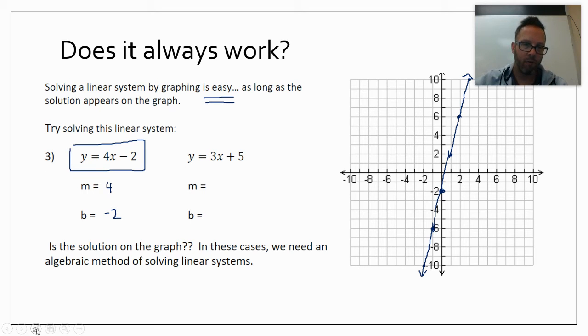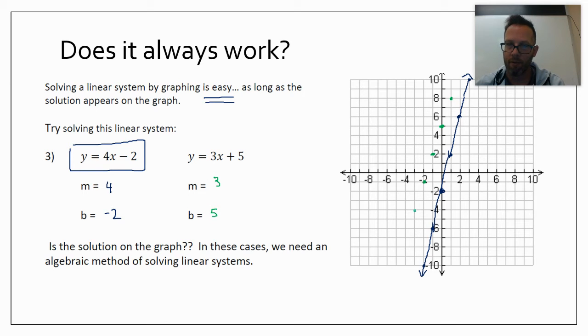All right, let me switch to green. How about my next line? Slope of 3 and y-intercept of 5. Okay, no big deal, right? Slope of 3, y-intercept of 5. Let's graph that out. Y-intercept of 5 and the slope of 3. So that's that. Go down here.